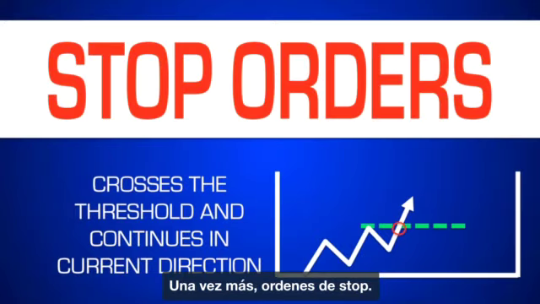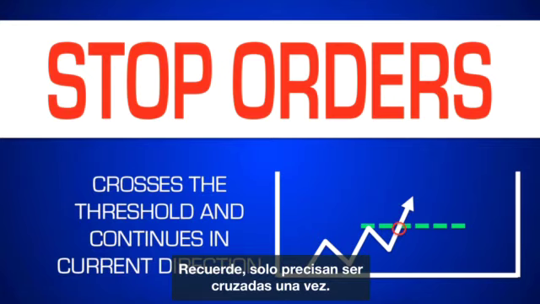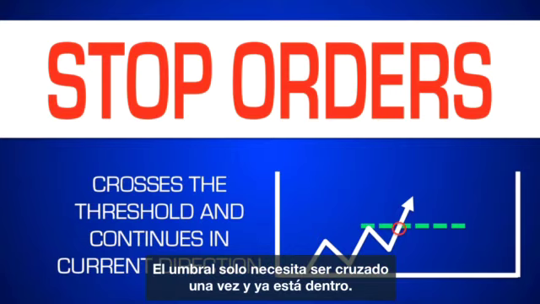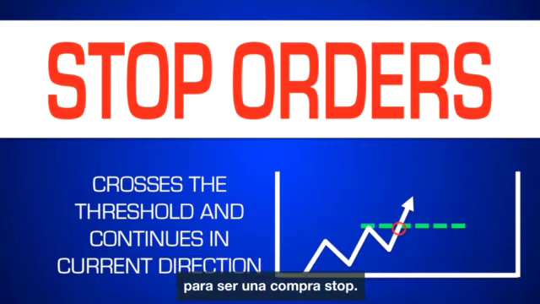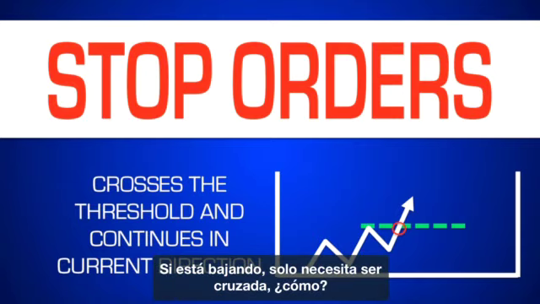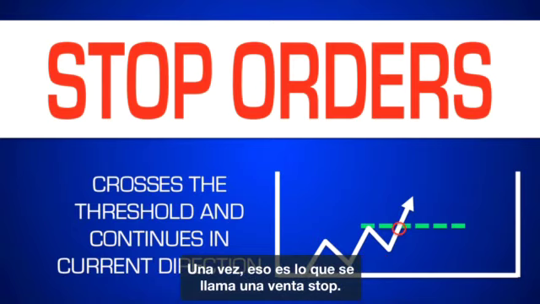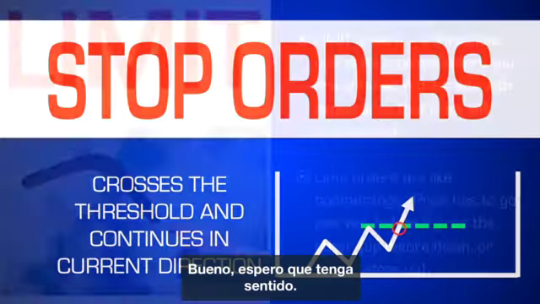To recap, a stop order is when price crosses the threshold and continues in the current direction. See, the key is that it continues in the current direction. So remember, if it's a buy stop, that means once price activates that area, it will continue going in that same direction, up and away. If it's a sell stop, it will continue to move down once it crosses that line, in that current direction.